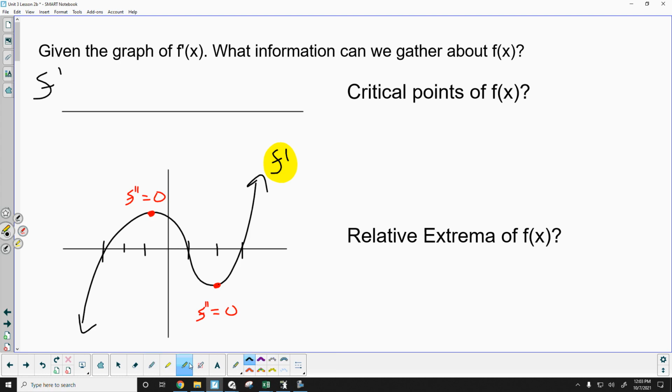Here, here, and here. Those are the zeros of f prime at -3, 1, and 3. These are the critical points of f. These are the possible max and mins of f. Tell me. What are they? Maxes or mins? Okay, I got 0 here. I got a 0 here. I got a 0 here.